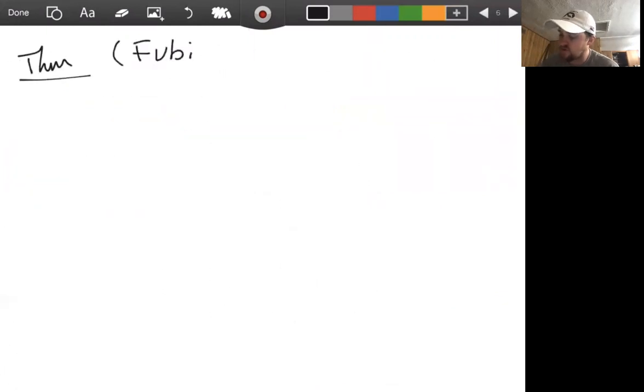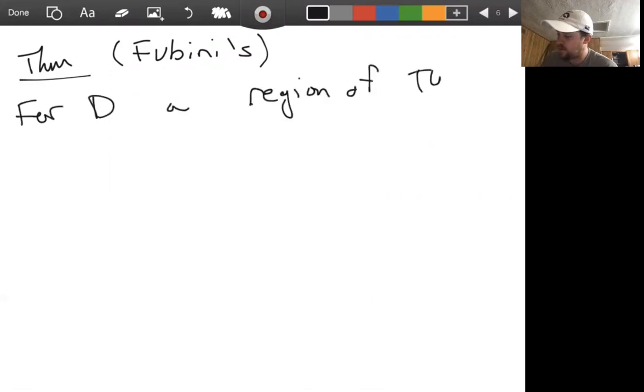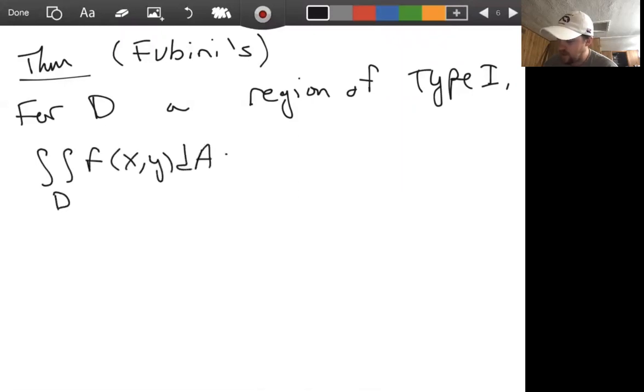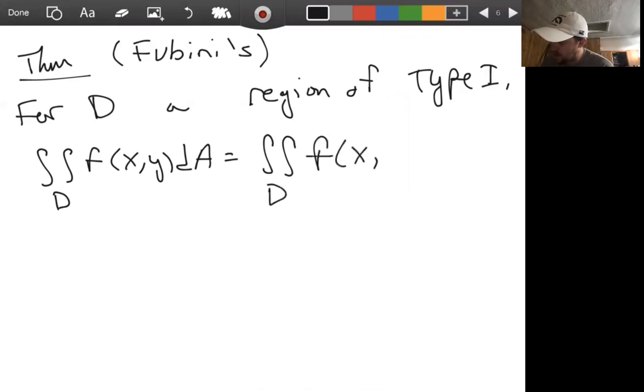So here, this is a stronger version of Fubini's theorem. For D, a region of type 1, we can write that the double integral over this region of f dA is equal to the double integral over our region D of f of x y, and we know what dA is, but we need to write dA in a specific way, and I'm going to write dy dx first.